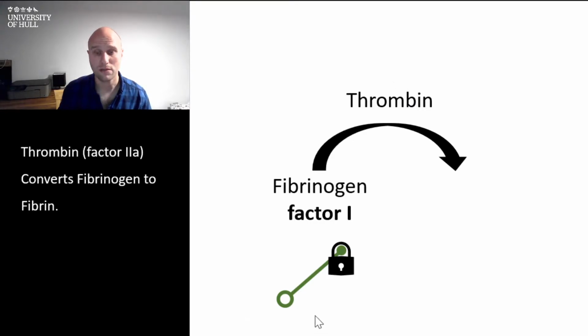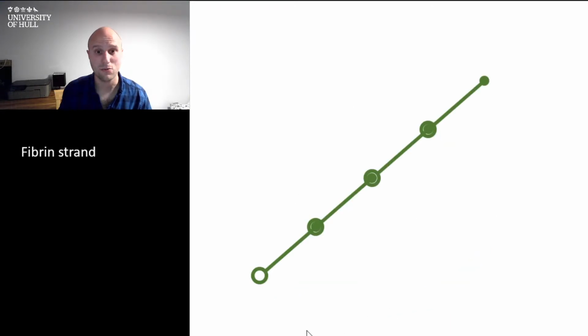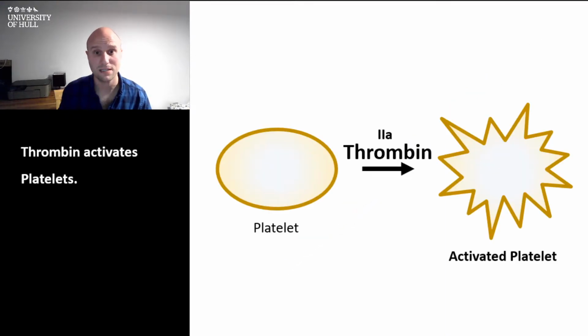What thrombin does is it's a protease. It breaks down the fibrinogen protein, takes away this sort of little lock, if you like, and gives us this active version of factor 1, so factor 1a, which is fibrin. And what fibrin does is it will join other bits of fibrin to make a fibrin strand.